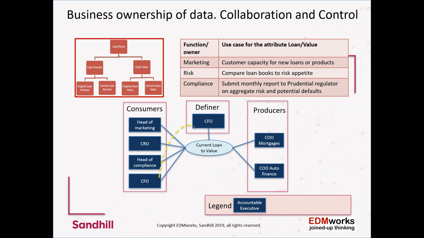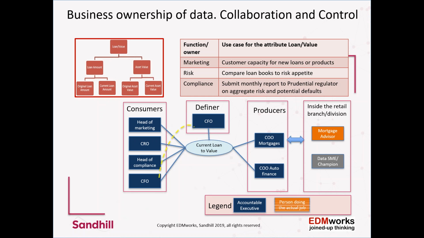So you've got your broad executive ownership model of consumers, producers and definers. Different organizations call them different things, but fundamentally you've got people who consume, people who produce, and somebody has to ultimately take a decision. They don't do the work, they just have executive accountability to make sure the work gets done in their areas.